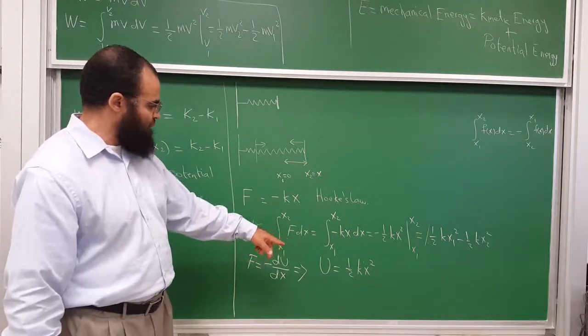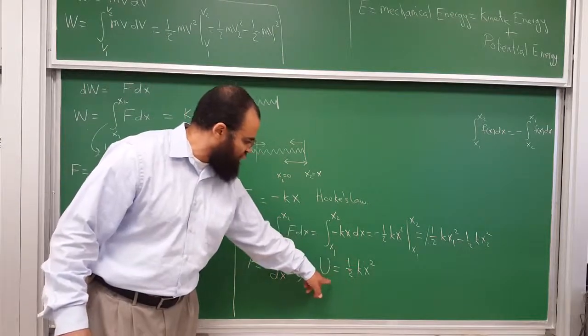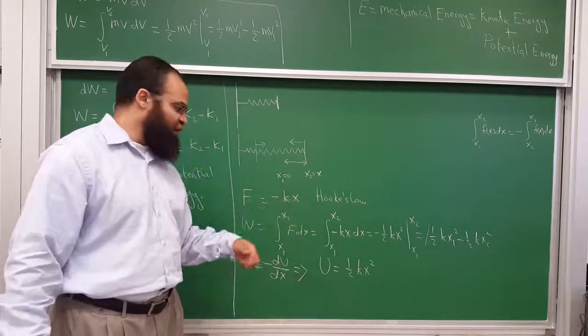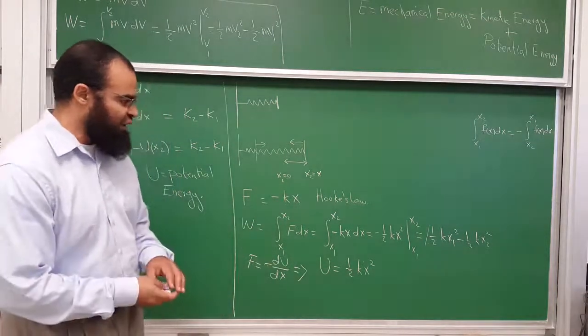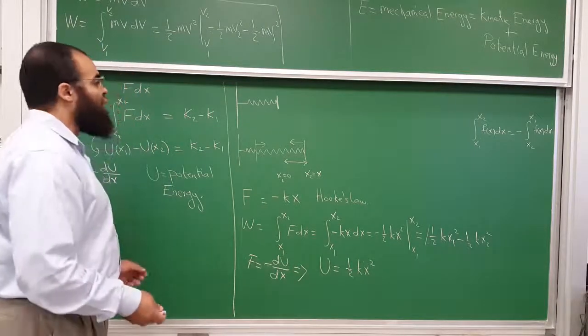You can take the derivative of this. What's the derivative of U? It would be kx, but F is equal to negative dU/dx, and so it will be negative kx. So that works great. All right, looks good.